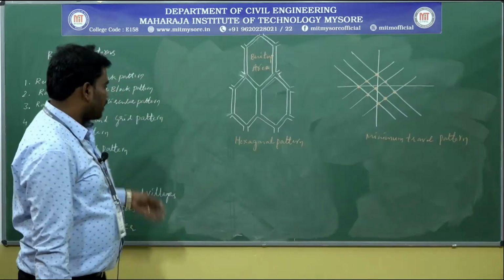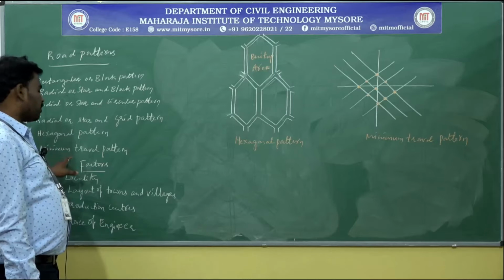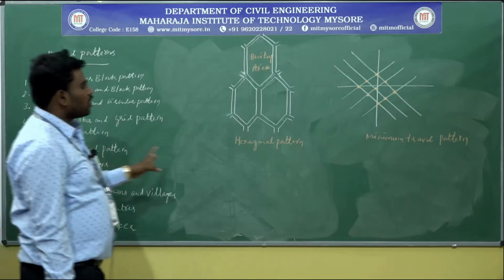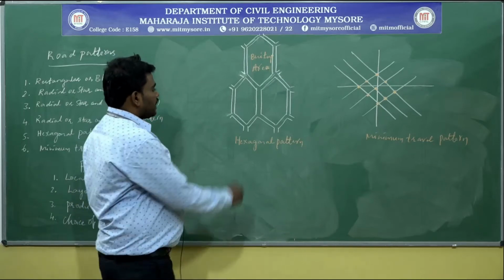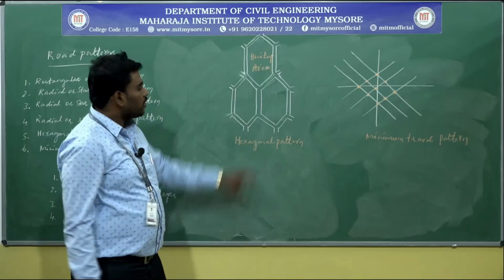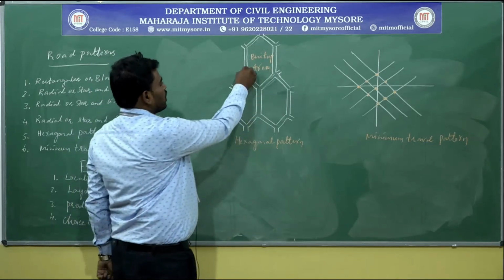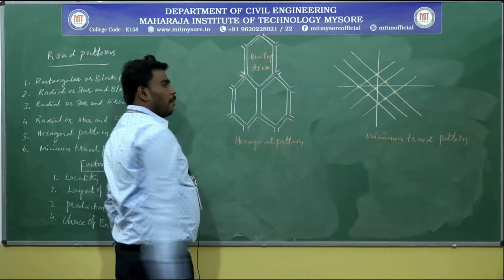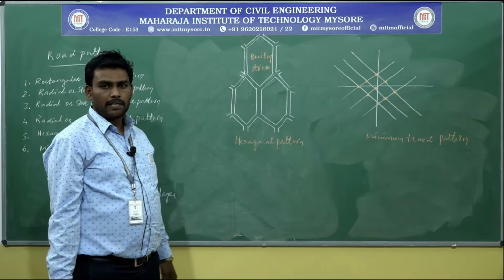Two more patterns are the 5th one, the hexagonal pattern, and the 6th one, the minimum travel pattern. You may observe here, this is the hexagonal pattern. At each corner of the hexagon, 3 roads will meet the built up area. Okay, this is the hexagonal pattern.